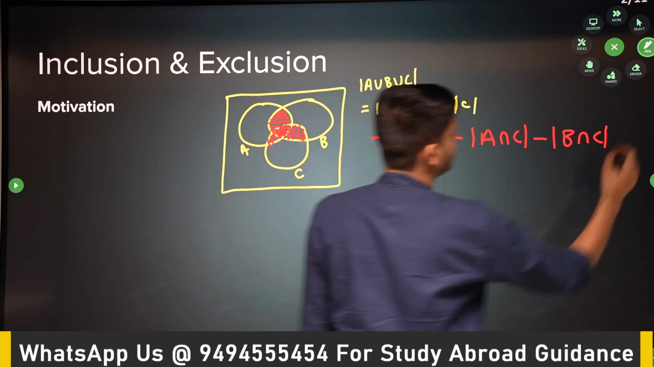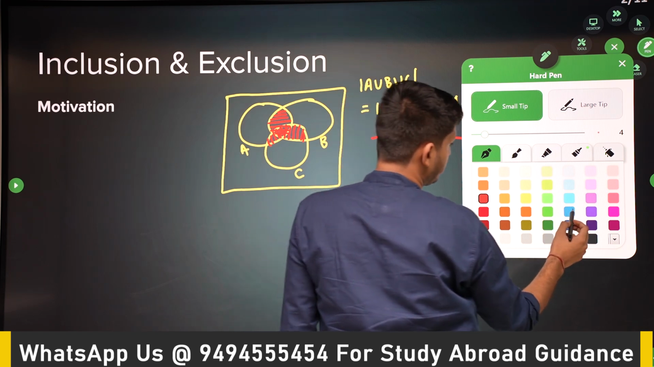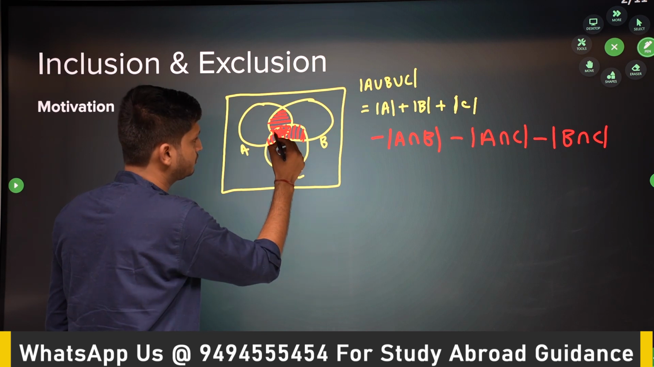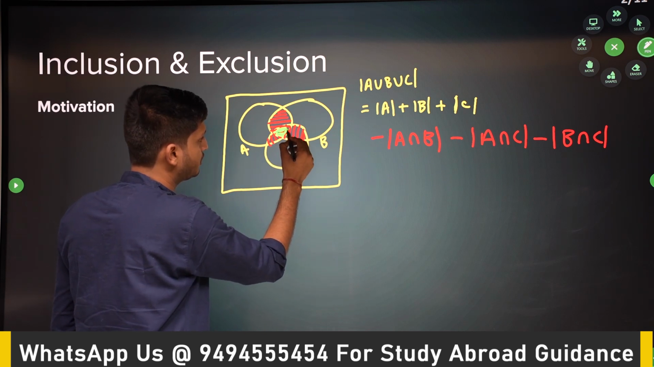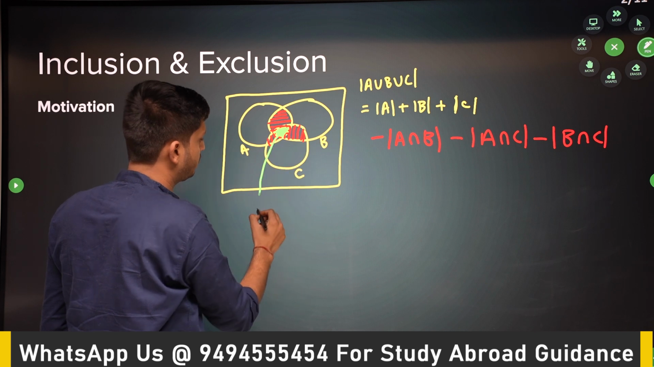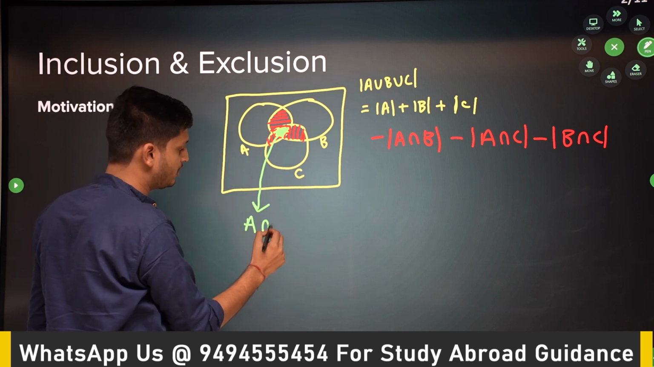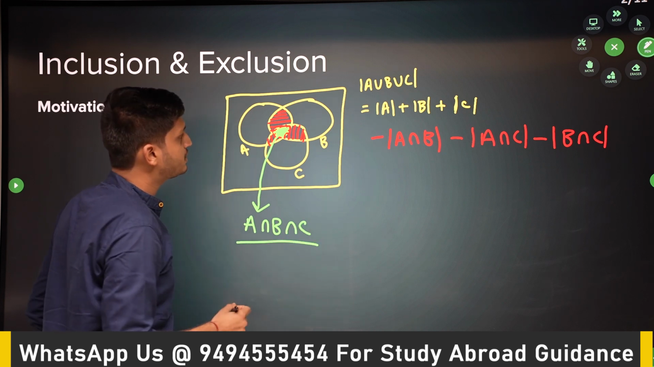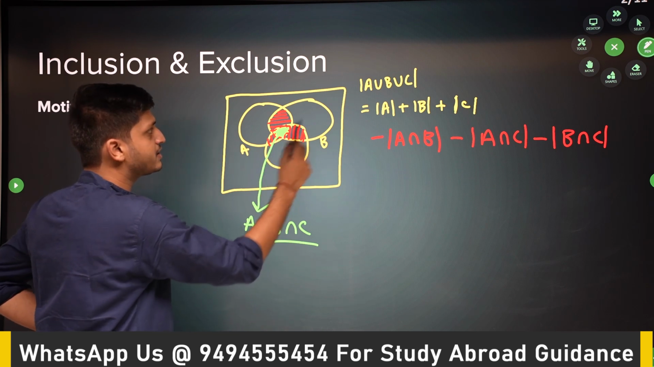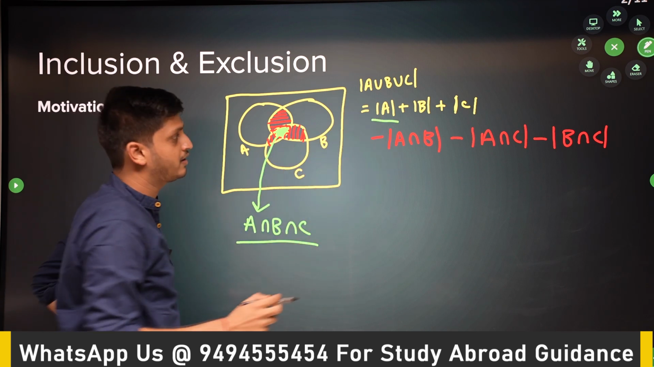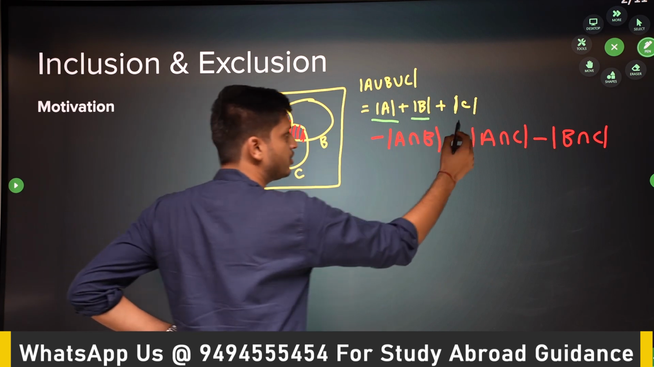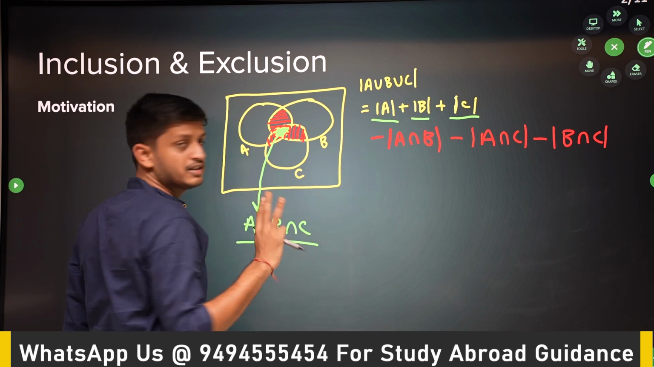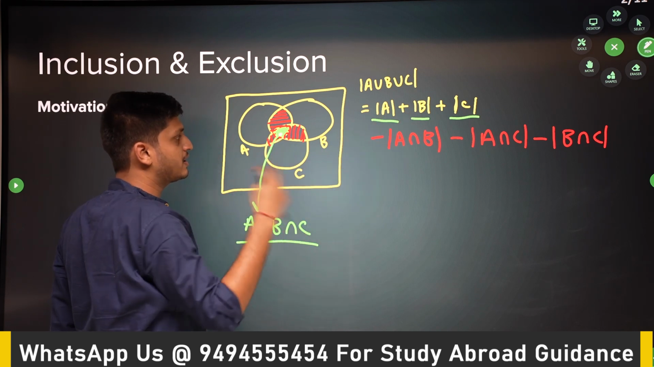Okay, but now one thing happened. So what happened is, this particular small area, which is in all 3, is present in all the 3 sets, A, B and C. So what happened to this area? Think about it. This was counted once in A, it was in B also, it was in C also, right? So it was counted 3 times, because it is present everywhere in A, B and C.